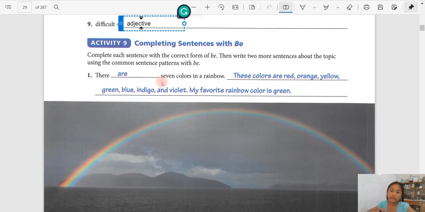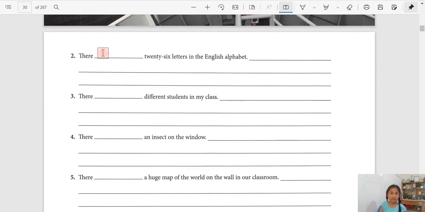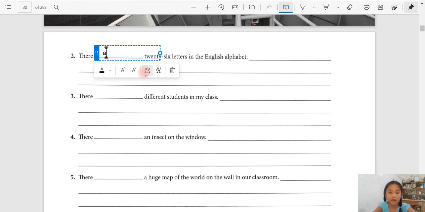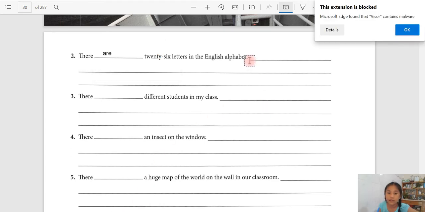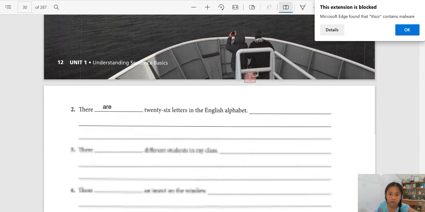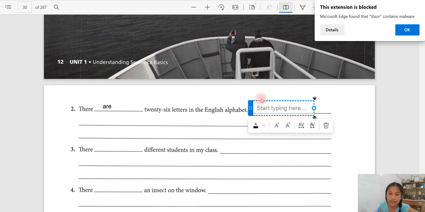Activity 9, complete sentences with be. What are be words? Be words are such as am, is, are. Yes, they are be words, okay? Let's just start. There are 26 letters. Letters are a lot, so we would use are because are is describing plural things. There are 26 letters in the alphabet. The letters are. Let's sing the alphabet song with me.